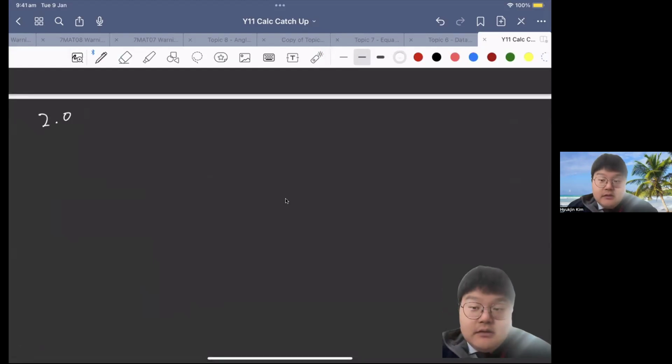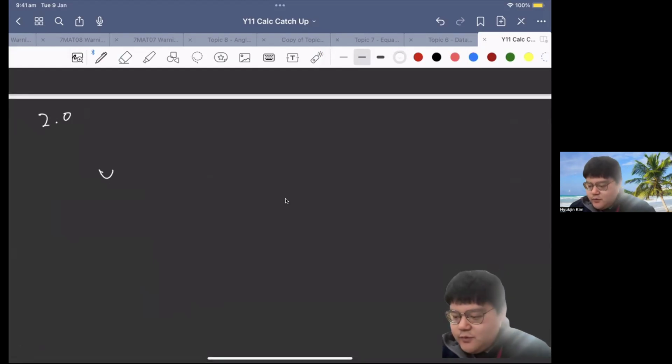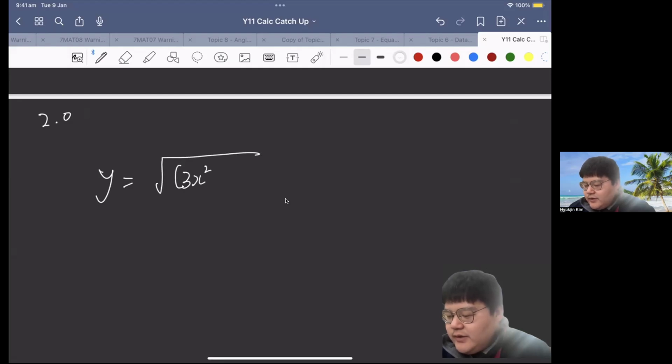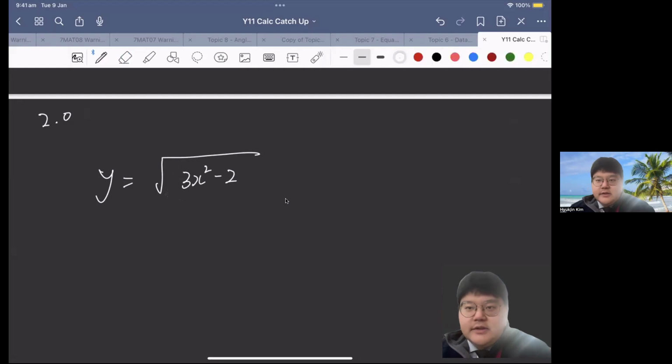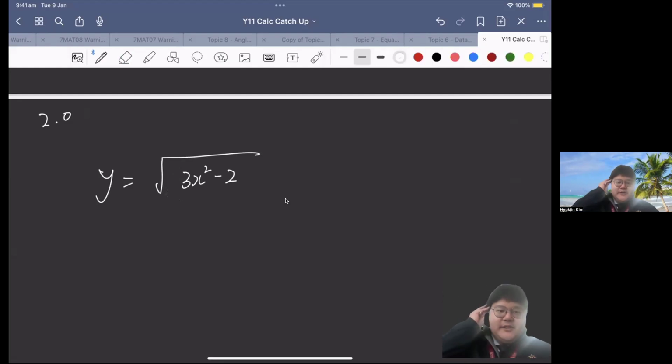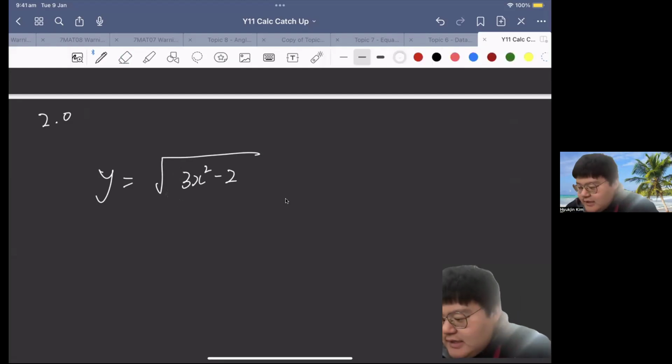Let's see. What else is there? What if I give you this? y equals the square root of 3x squared minus 2. Get rid of this actually, because I don't have to worry about this thing. Now, what do I know? This is complicated, but what do I know about square roots? In index form, this can be written as (3x squared minus 2) to the power of half.